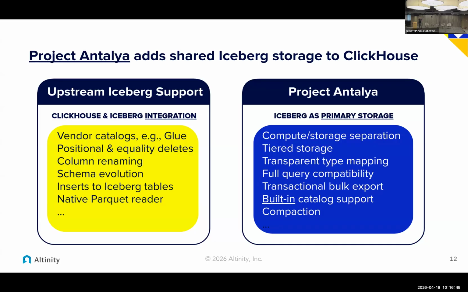What we're doing with Project Antalya is making it the primary storage, but it turns out that these two use cases are pretty compatible. What upstream needs and what we need, in a lot of cases, it's the same stuff. It's the same improvements of reading and writing Parquet, working with catalogs, working with vendor-specific implementations of Iceberg, like AWS S3 table buckets, AWS Glue, and things like this. So for the most part, we're all happy and working together, especially on the engineering side of things.